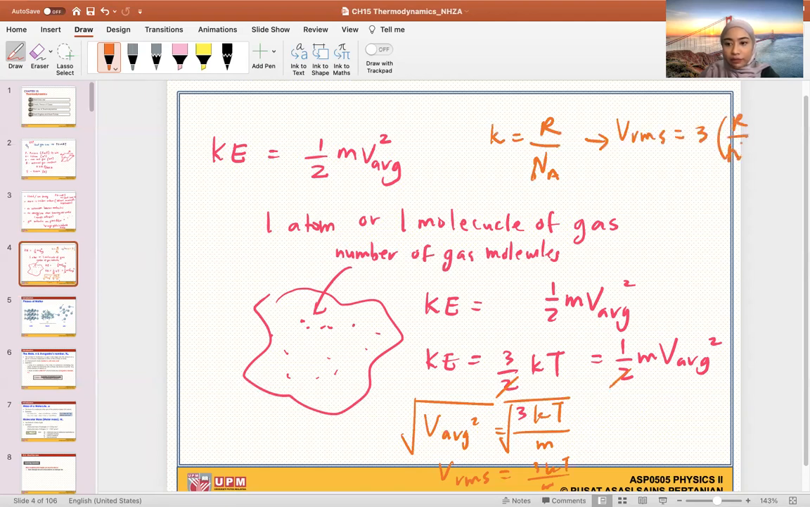3R over NA times T times mass. So NA times mass gives you the molar mass, because NA is the Avogadro constant, the number of molecules per mole. So this will give you molar mass. So 3RT over M, capital M, squared. Sorry, this should be squared as well. So you have two versions of the VRMS equation.